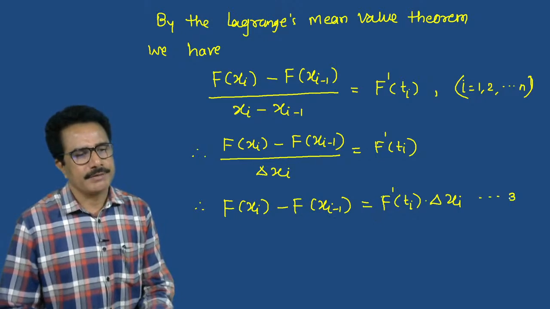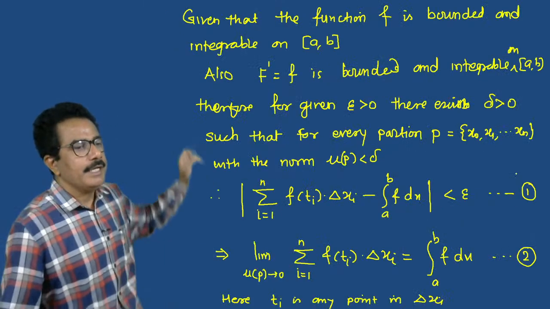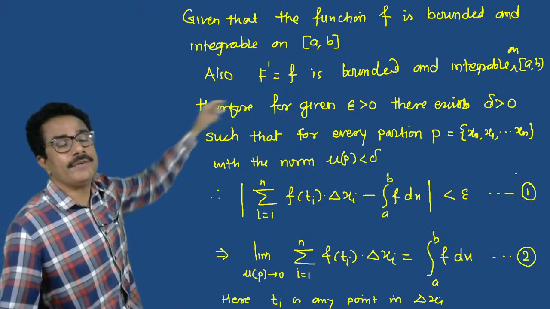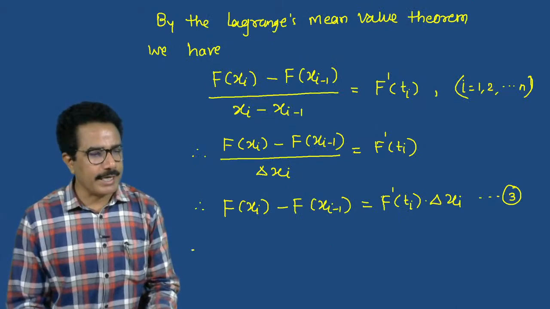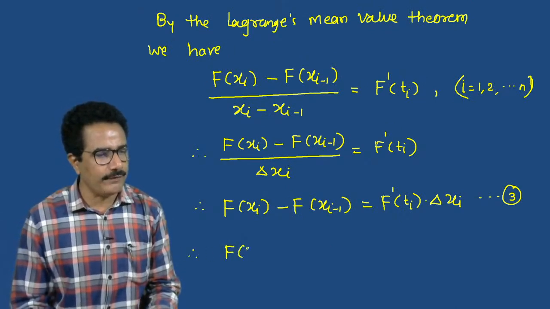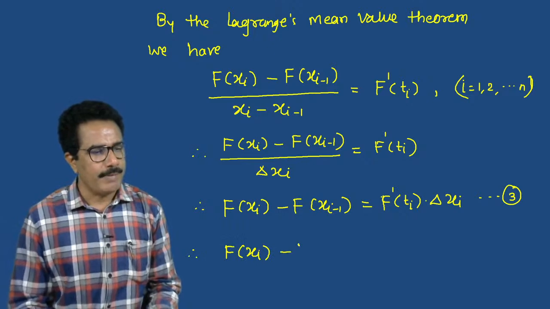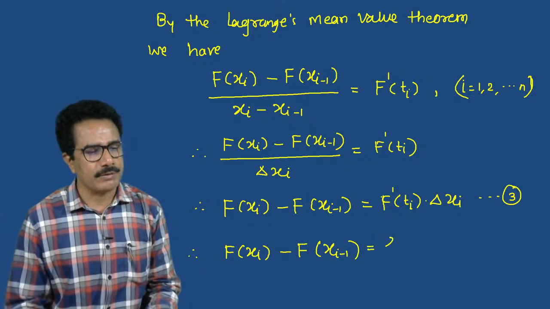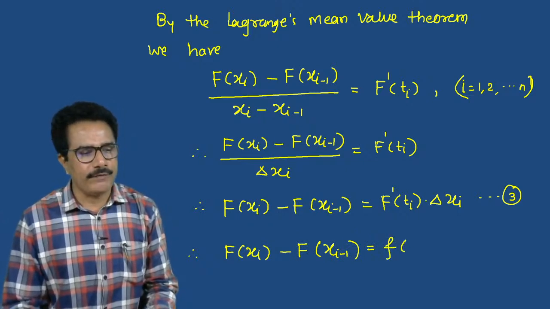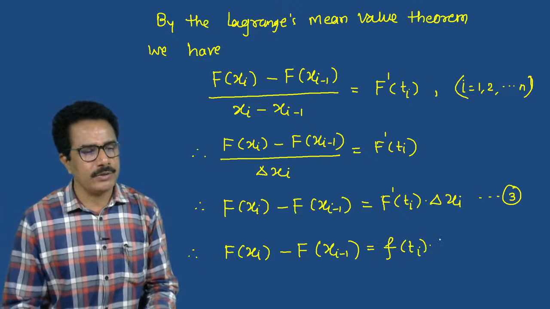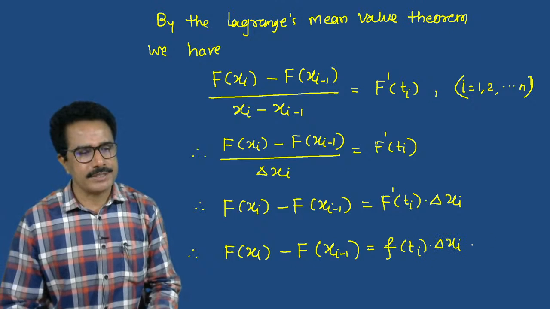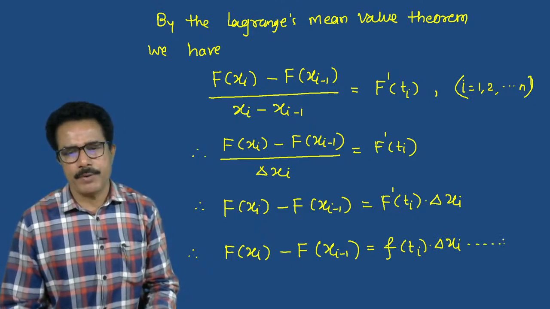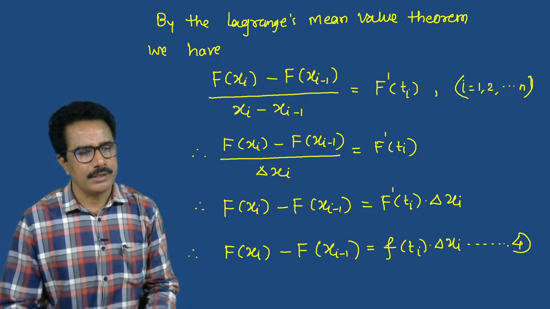suppose these 3. Now see here, capital F dash means small f. We know that capital F dash means small f. So we can write this as capital F of xi minus capital F of xi minus 1 equals small f of ti into delta xi. We shall consider this equation as, suppose this equation is 4.